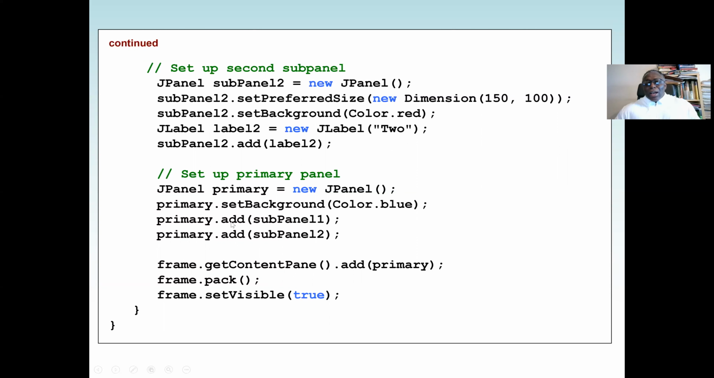One panel is inside another panel. So here, instead of adding a label or text or button, we are adding a sub panel. So the same panel has another panel, and we add the two panels. Then as usual, frame.getContentPane to add a panel to the frame. Then pack, then set visible to true so we can see the window.